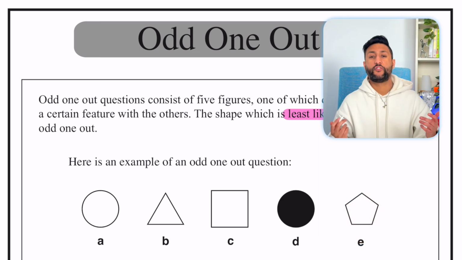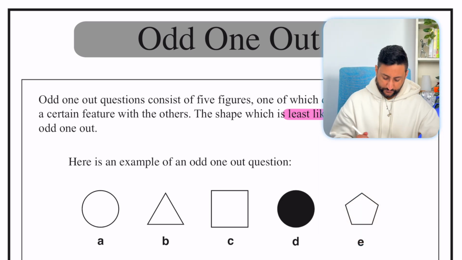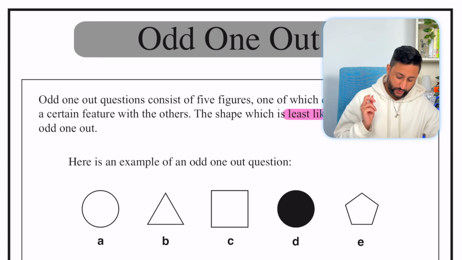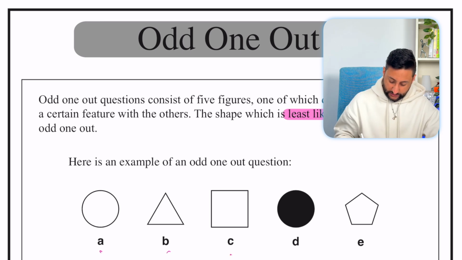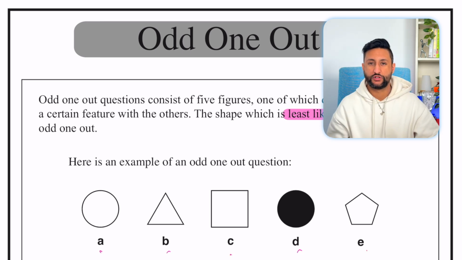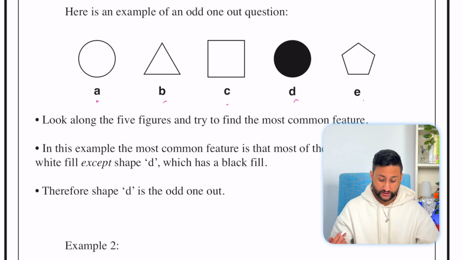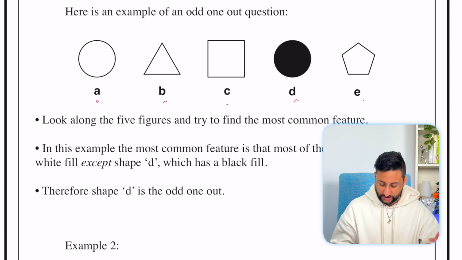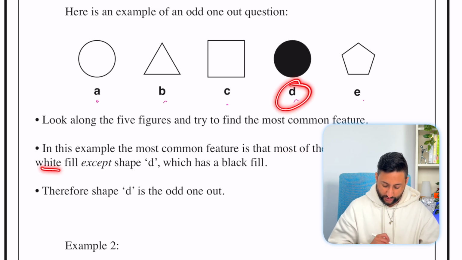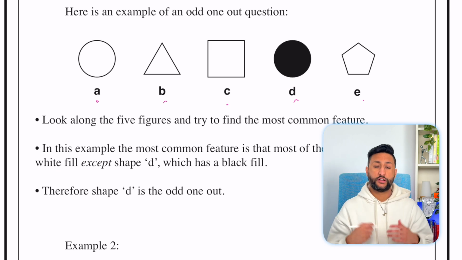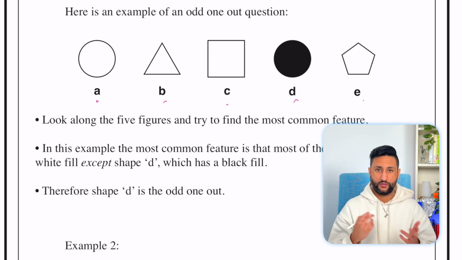So let's take a look at the first example. It's a really straightforward one. Here is an example of an odd one out question. You have A, B, C, D and E. I'm pretty sure you're going to know which one the answer is, but let's go through anyway. Look along the 5 figures and try to find the most common feature. Obviously in this example the most common feature is that most of the shapes have a white fill and D has a black fill, so D is the odd one out. D is the one that is the least like the others.